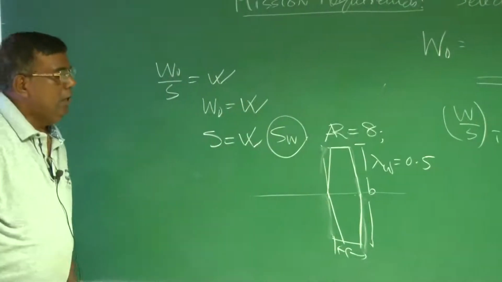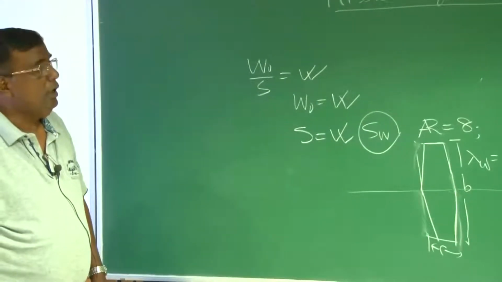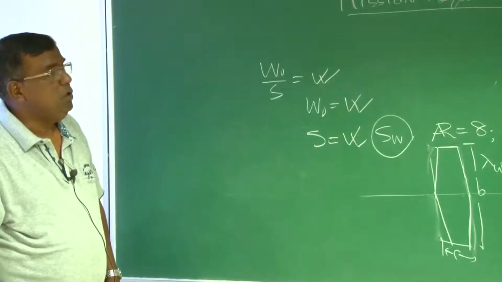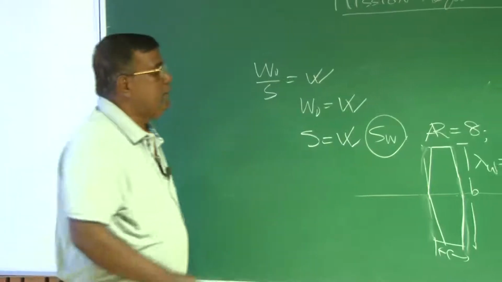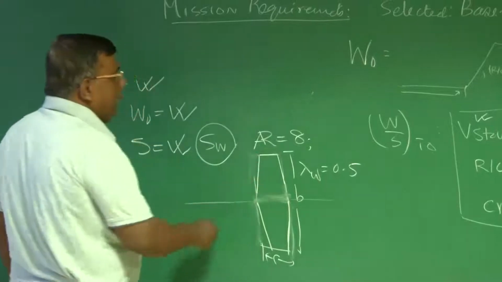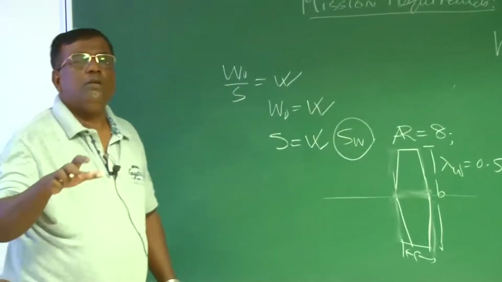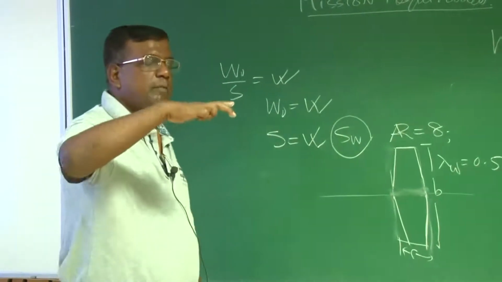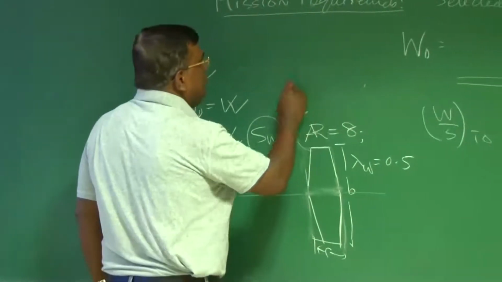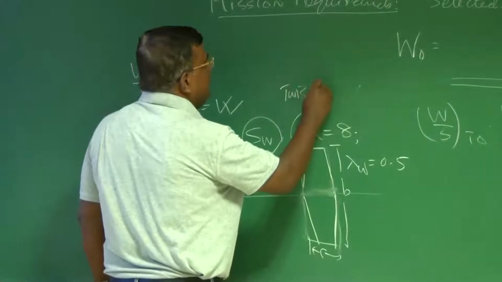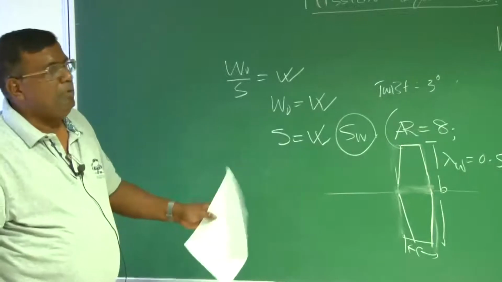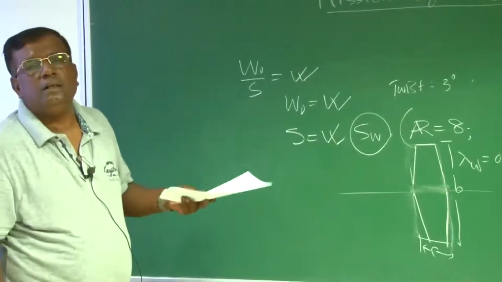Then at a conceptual level, I will know that, okay, I need to design a wing so that I ensure that the root part stalls earlier than the tip part. So I may give a washout, that is, I will give some setting negative angle at the tip. So let's say that twist, roughly twist maybe 3 degrees down. These numbers come from the historical data, right?